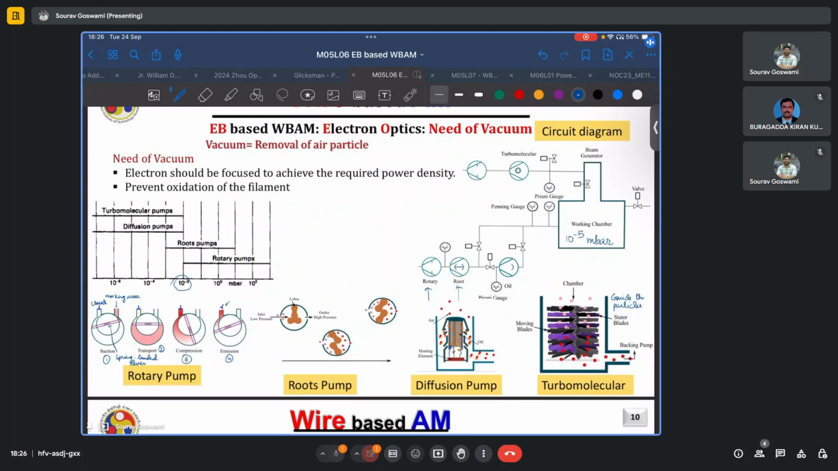So here, this is the beam generator, so this is the gun area. Here you require vacuums of the order of 10 to the minus 9 millibar. And that is where the turbomolecular pump is used. But ideally, in a system, you will have all of these operating in conjunction.